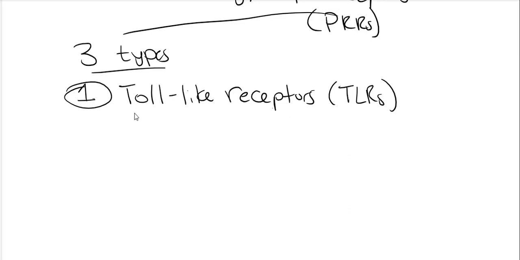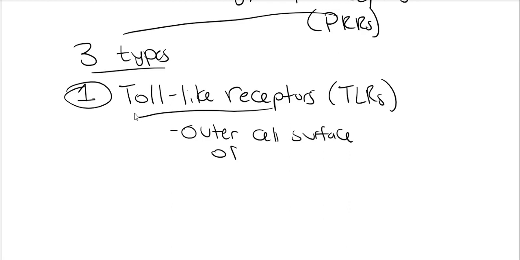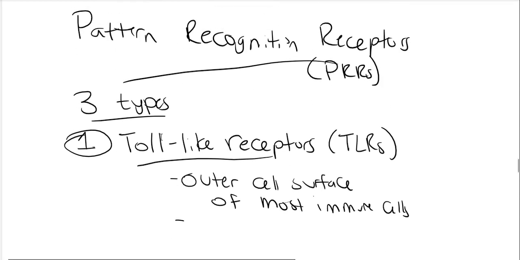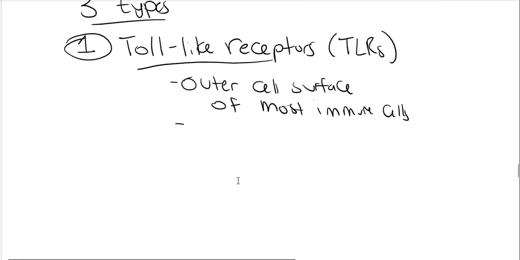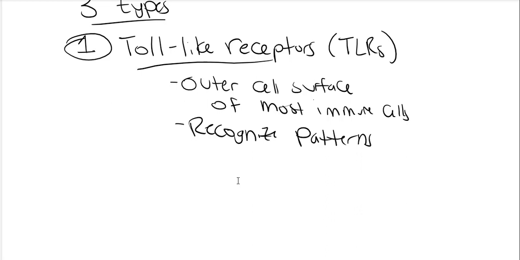So what are these toll-like receptors? Toll-like receptors are found on the outer cell surface of most immune cells. And toll-like receptors recognize patterns. That's where this name, pattern recognition receptors, comes from. So they recognize patterns of pathogens.